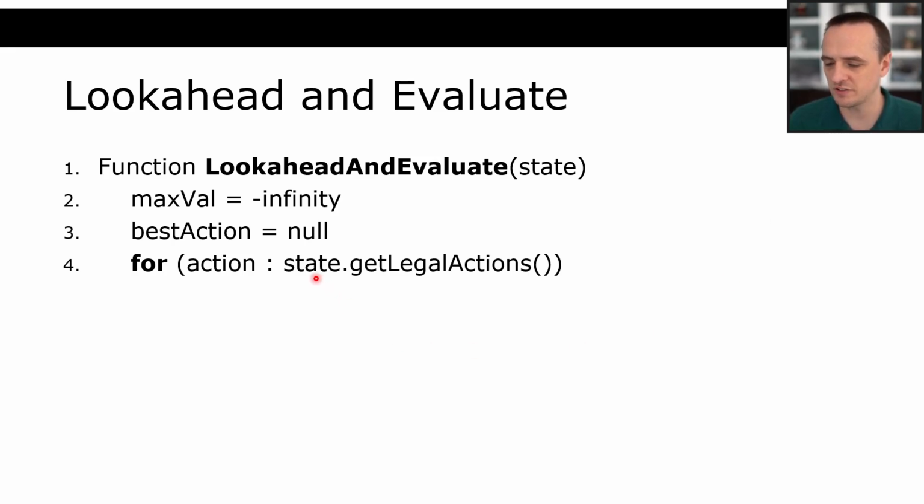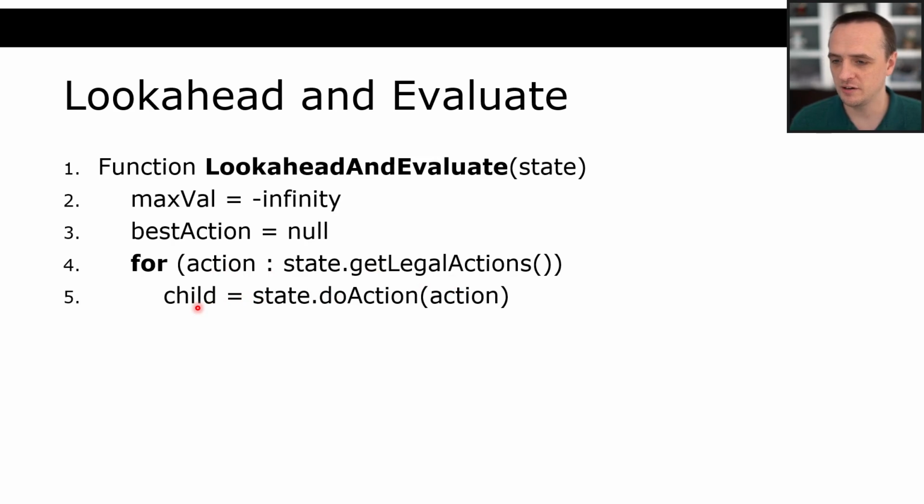I'm going to look at my state, and I'm going to get all the legal actions that I can do from that state. So for each action in the legal actions, I'm going to create a new state, which is the child state. And I'm going to say, hey, state, do the action that I'm currently looking at, and create a new state called child. Then I'm going to have some function which evaluates that child state and come up with a value, right? So this might be 10, it might be 1,000,000, might be whatever.